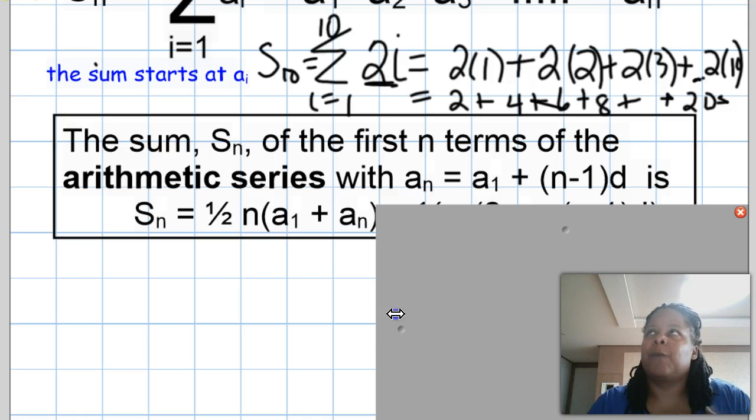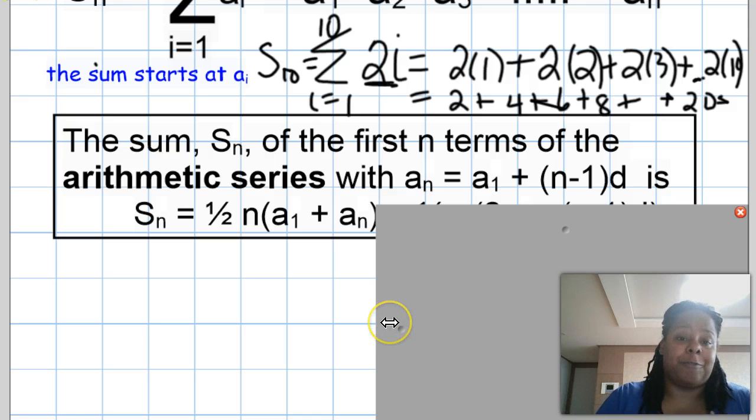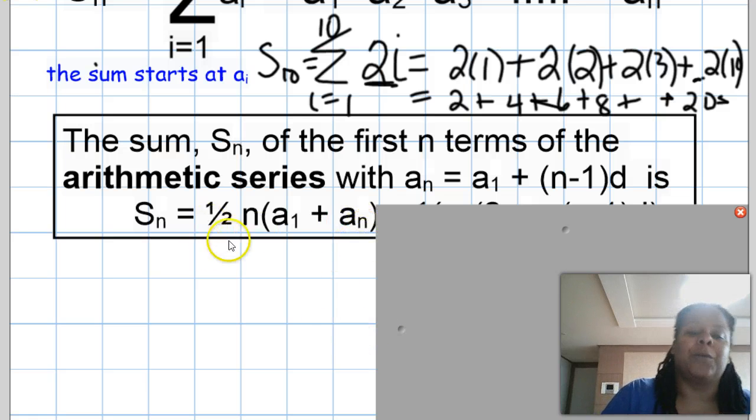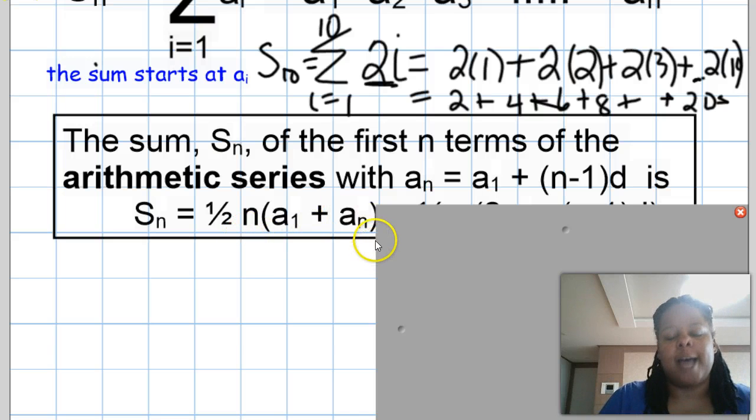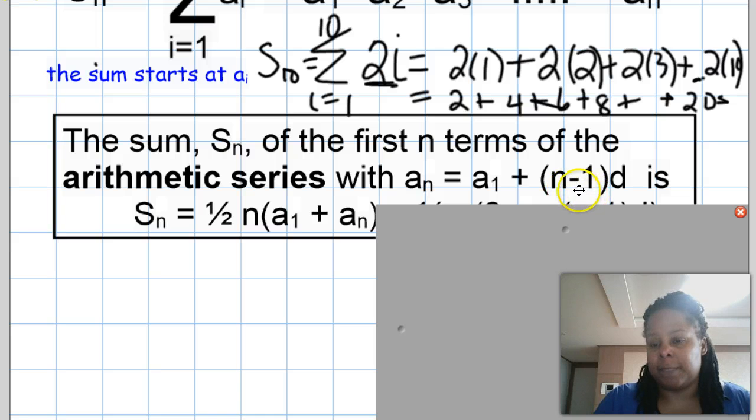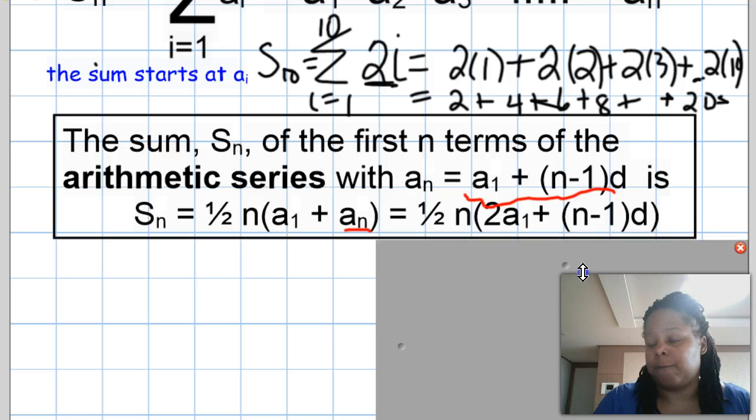But take a look. What if you say, well, I don't know what the last term is. They just told me to add the first 1,000 terms of the sequence, and I don't know what the 1,000th term of the sequence is. I know what the first term is, but I don't know what the 1,000th term is. Well, that's what last week's video was, where you can replace a sub n with a sub 1 plus n minus 1 times d. So in other words, over here, we can say, oh, well, this is the same thing as this. So when I add a sub 1 with a sub n, I get a sub 1 plus a sub 1 plus n minus 1 times d, which ends up being this formula right here.